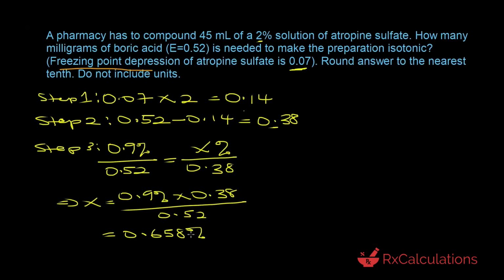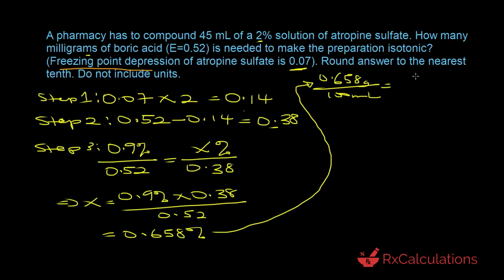0.658%. But we don't stop here because the question is actually asking for the quantity in grams. And this, as of now, is your percentage concentration of a sodium chloride solution that is needed to get to 0.38 freezing point depression. So we want to take this 0.658 and express it as 0.658 grams in 100 milliliters. And now we are going to say, what is the quantity in grams that will be needed for the volume that we are making? And here we are making a 45 milliliter preparation.